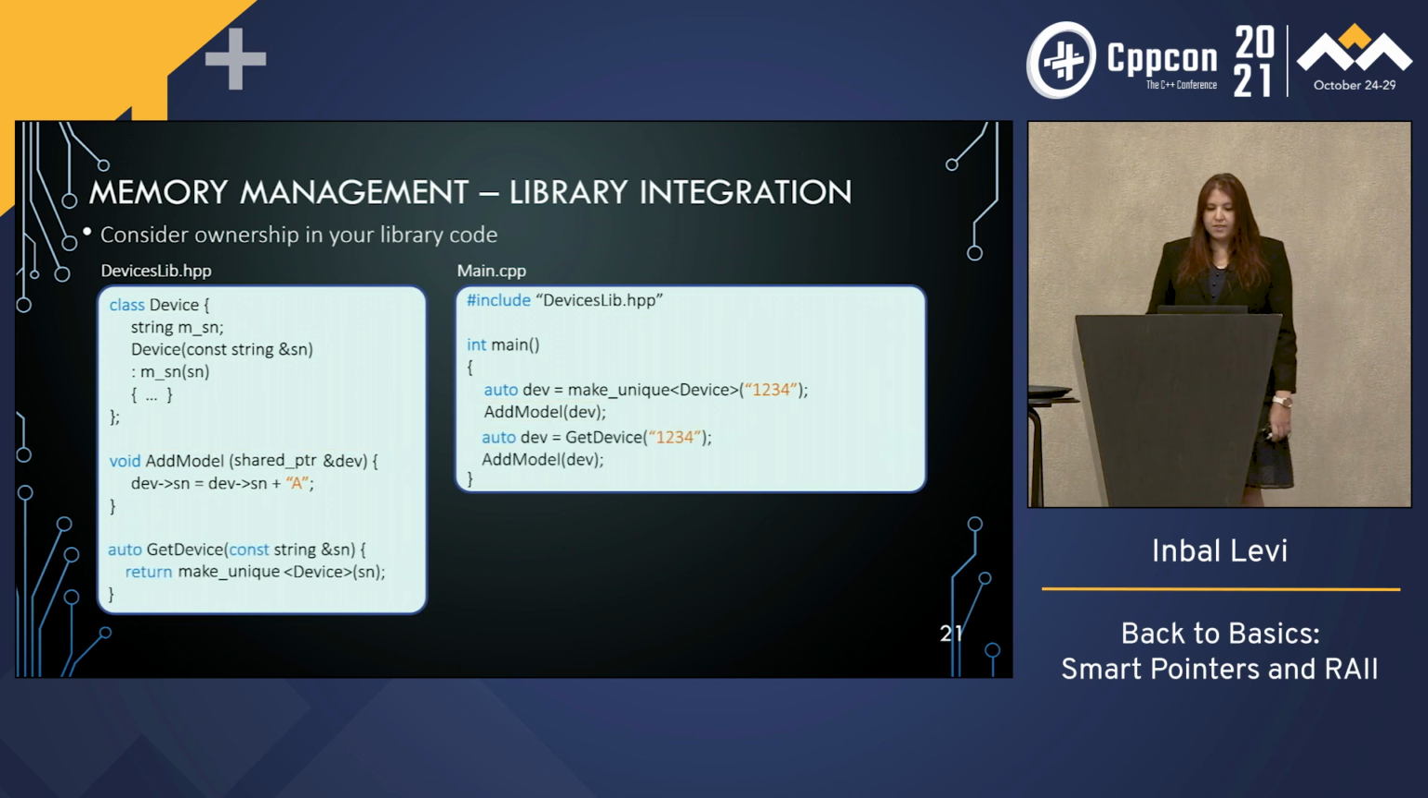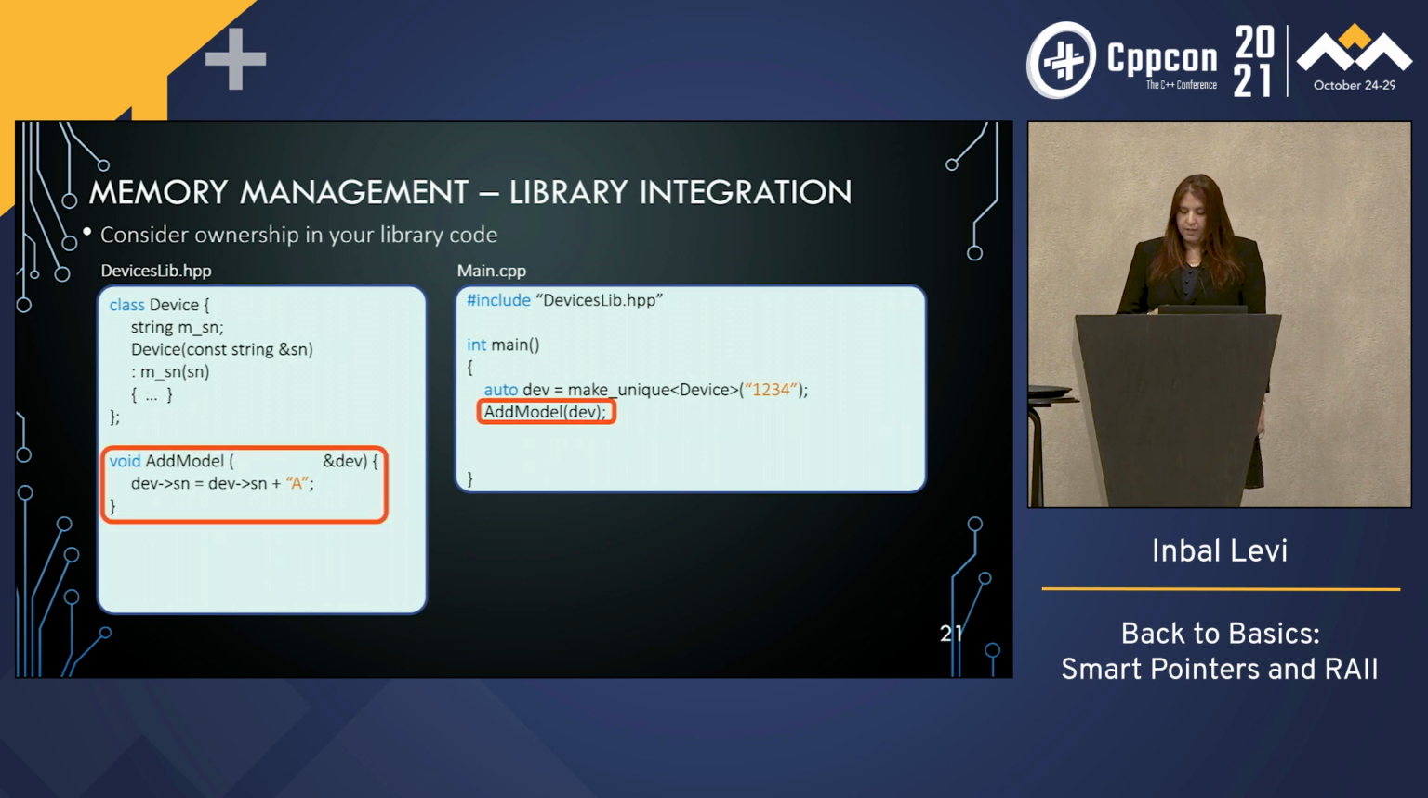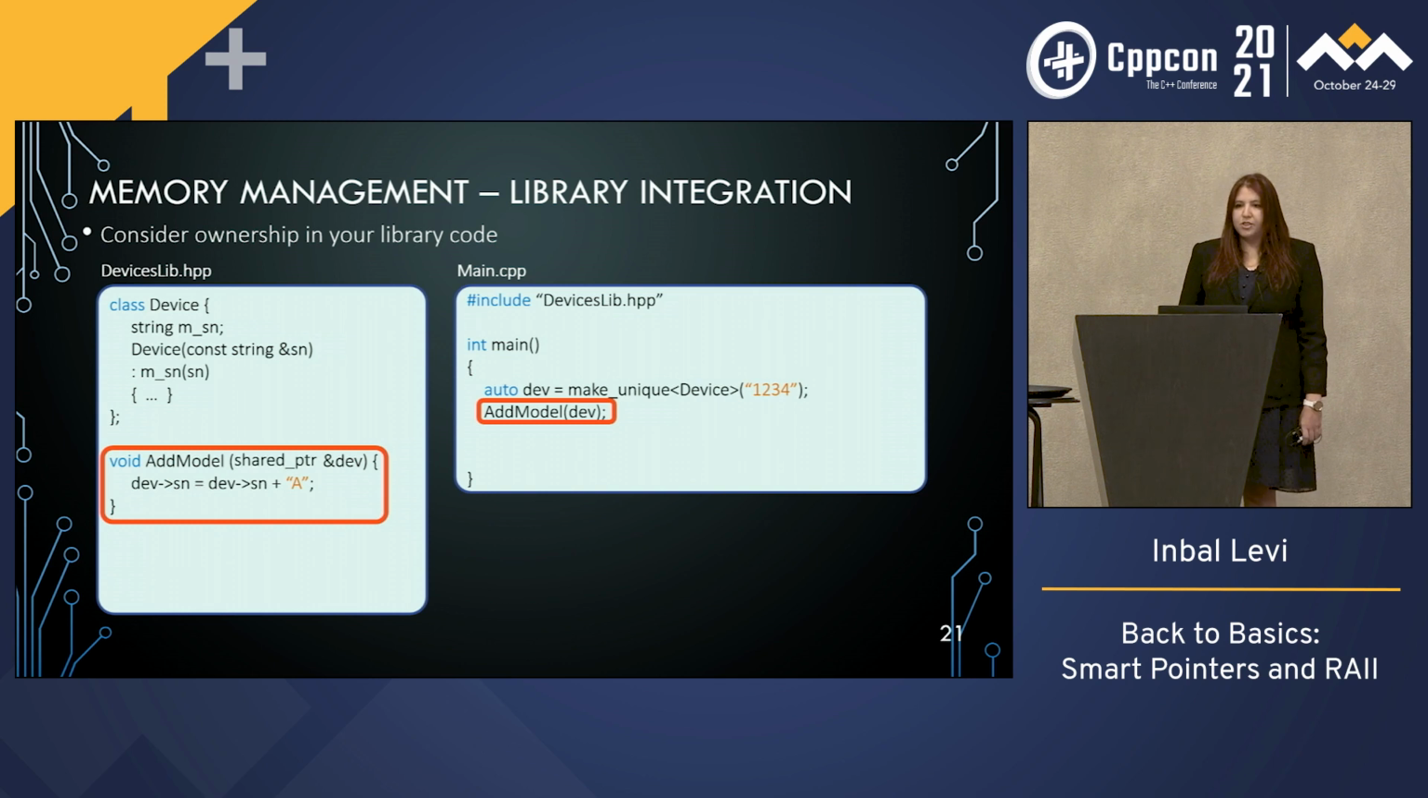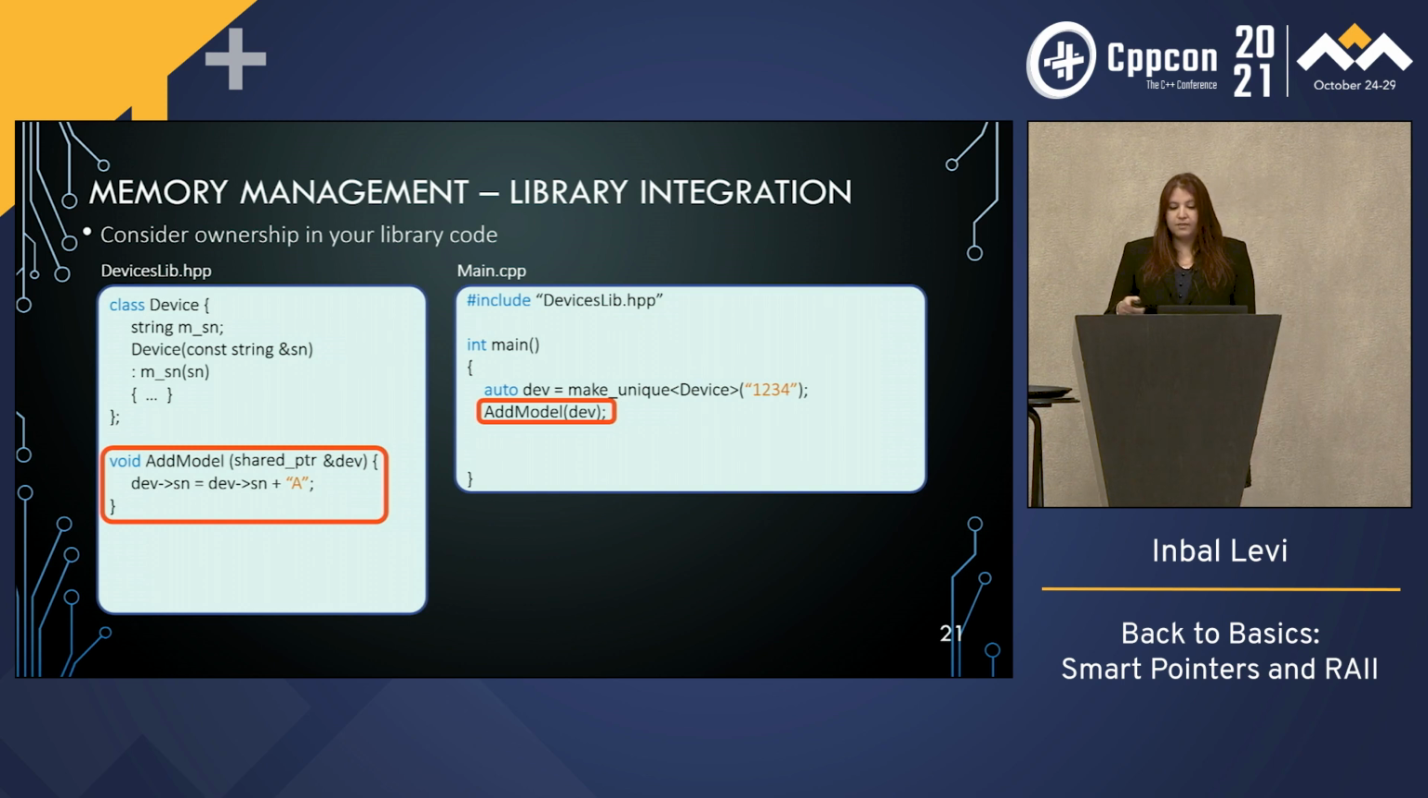But what's the problem here? If I replace my unique pointer with a shared pointer, as you saw in the function declaration, now the user code does not fit my library.